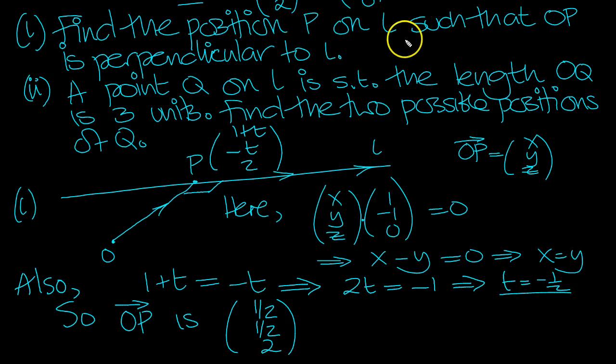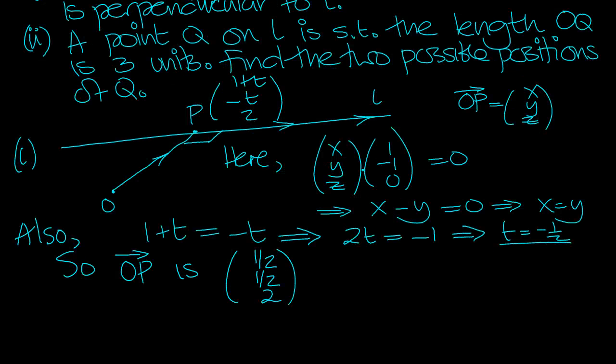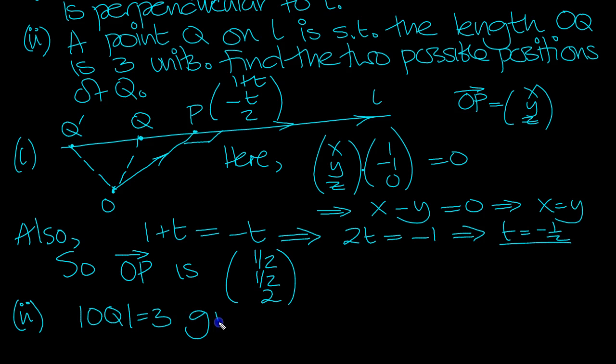So we've found the position vector. A point Q on L then is such that the length of OQ, so here's Q, say, and it could be here, say, as well, put a dashed. So OQ, and that possibility, this distance OQ, or this distance here, is 3 units. So what does that give? Find the two possible positions of Q.